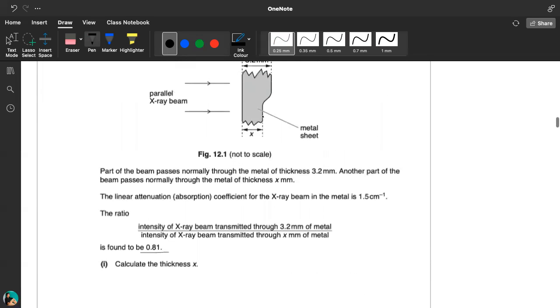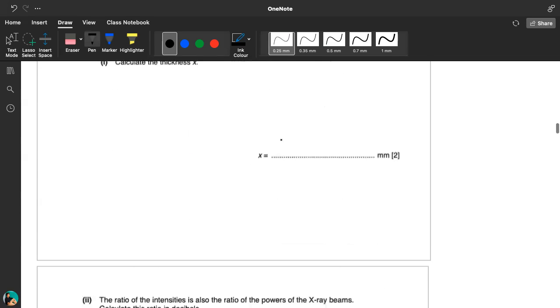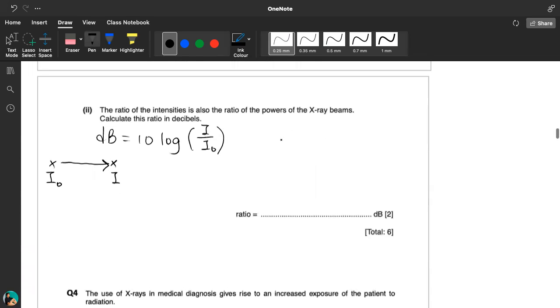So 0.81, this is the ratio of what? The ratio of I1 over I naught, right? The transmitted intensity over here and over here. So if they want the scale in decibel, then we put 10 log 0.81. Here we get minus 0.92 dB.